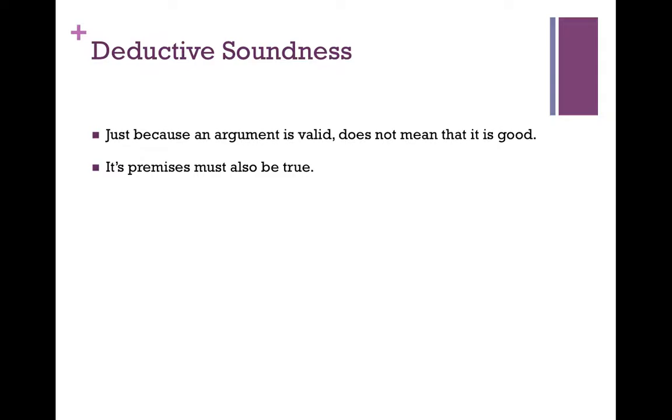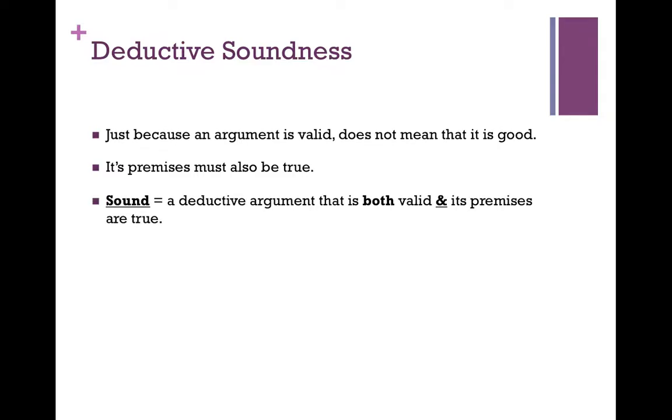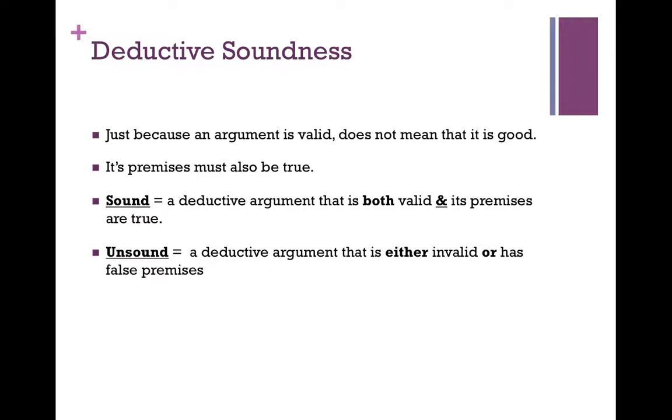So when we're evaluating a deductive argument, think of it as we have two things we have to check off or sign off on. Number one, is it valid? If we check yes, then the second question we come to is, are the premises true? And if a deductive argument is both valid and its premises are true, then we describe that argument as sound. And a sound deductive argument is basically a synonym for saying it is a good argument. On the other hand, if a deductive argument is either invalid or has false premises, then it is unsound.